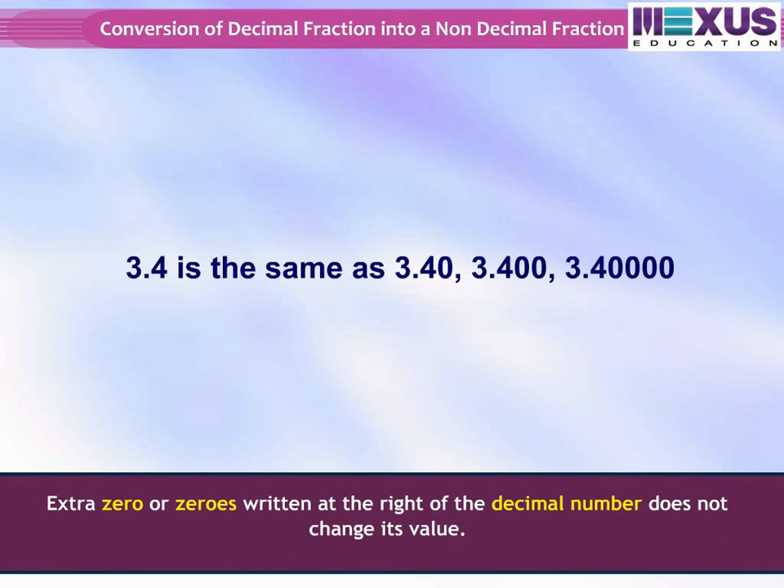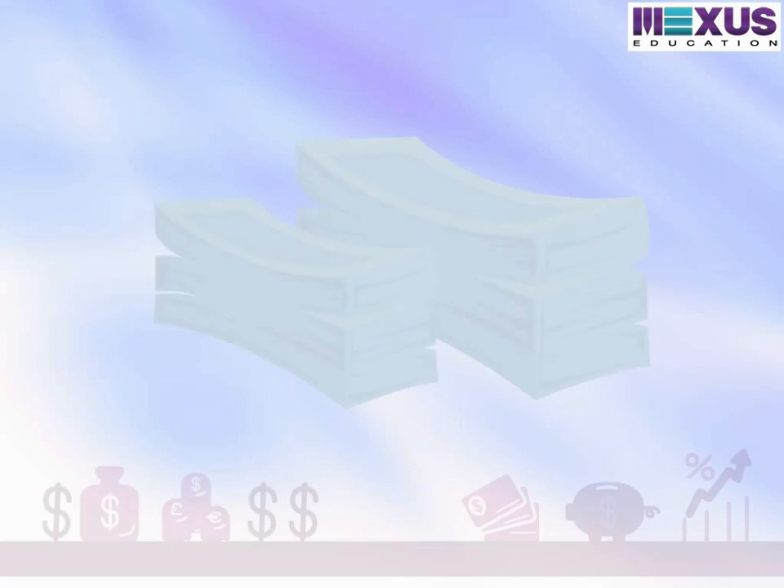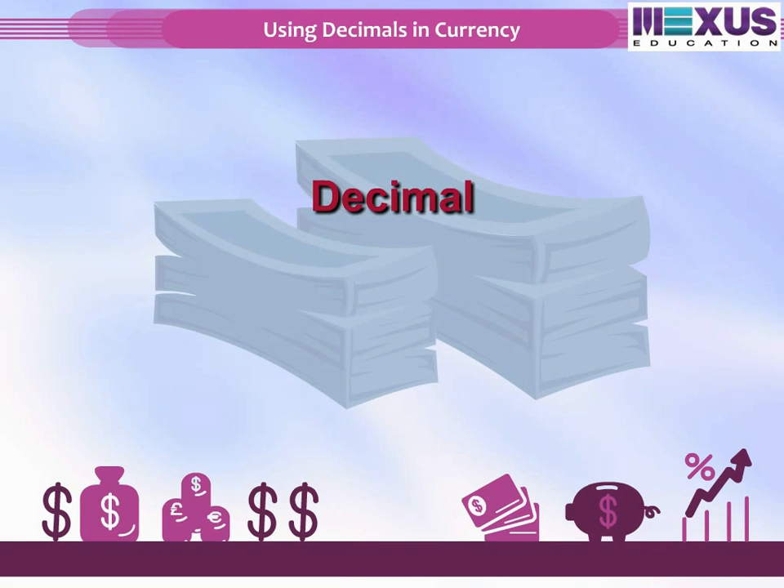Extra zero or zeros written at the right of the decimal number do not change its value. For example, 3.4 is the same as 3.40, 3.400, 3.40000, etc. We use decimals all the time when talking about money.